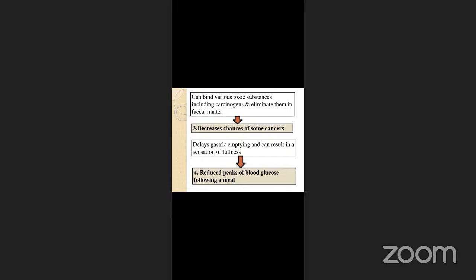They also delay gastric emptying and can cause a sense of fullness. In some people the blood glucose will be very high after eating the food, but it will suddenly drop after some time, so they will again feel hungry. It's a medical condition where frequently they have to eat something, but that cannot happen when we take more amount of fiber. It will give you the sense of fullness.